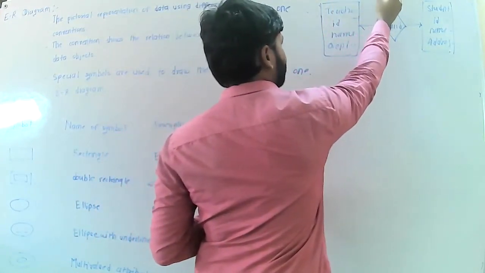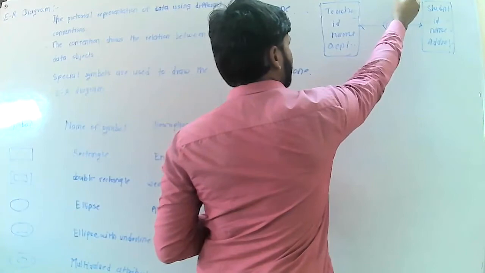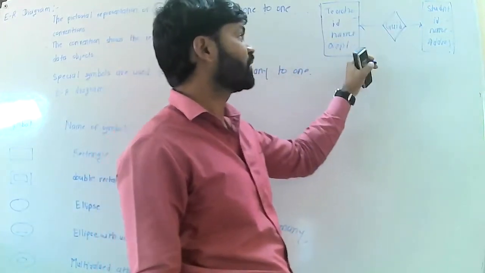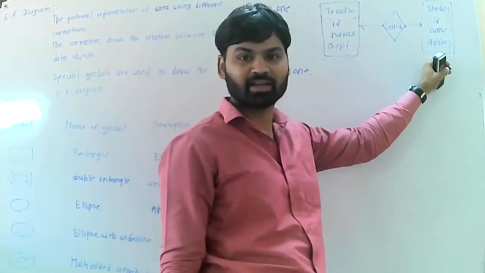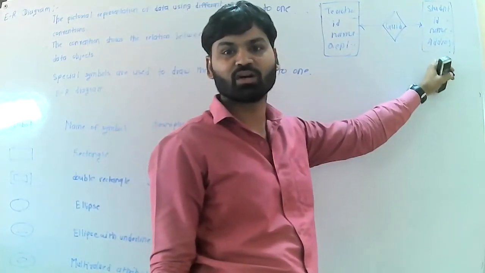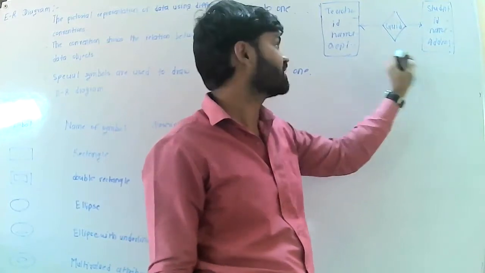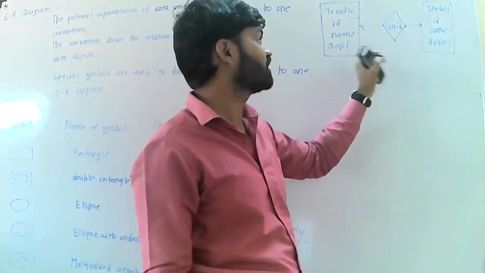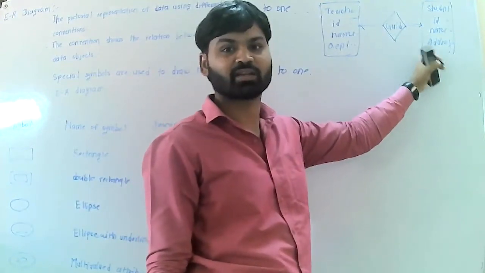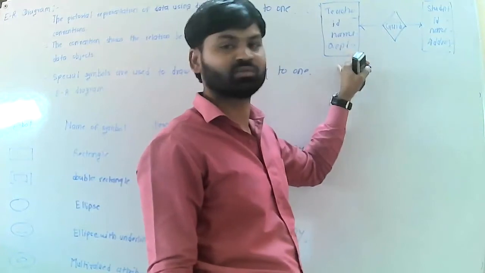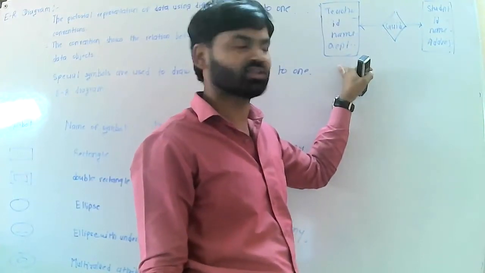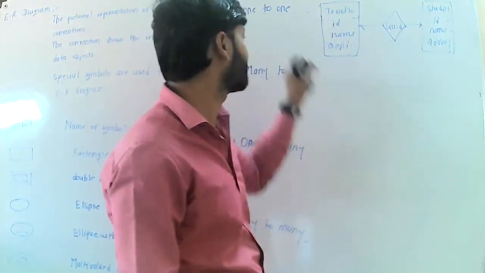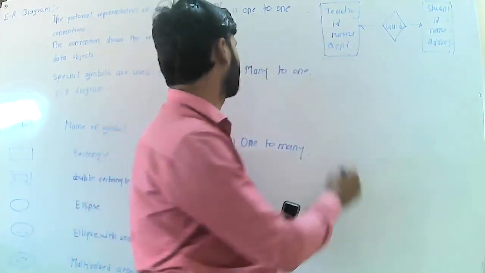Mapping cardinality. What is this one-to-one relationship? It means one teacher can guide at most one student. This is the one-to-one relationship. One student can take guidance from only at most one teacher, and one teacher can guide at most one student.